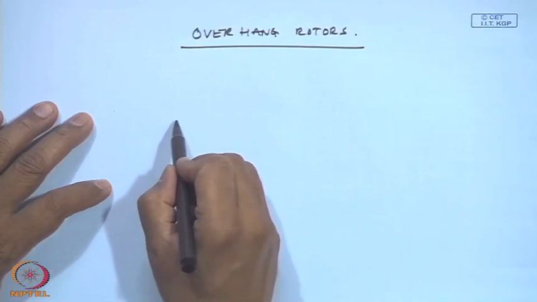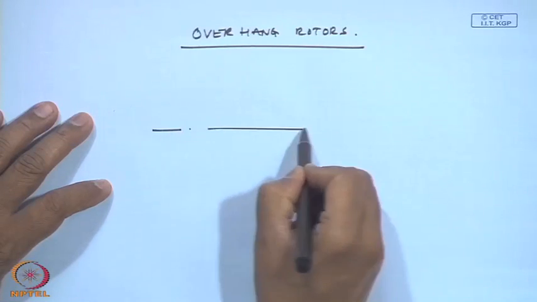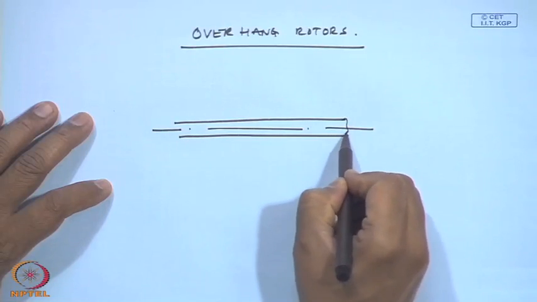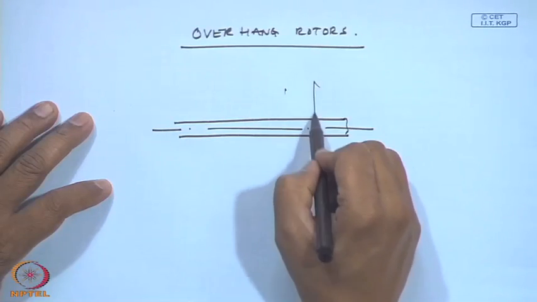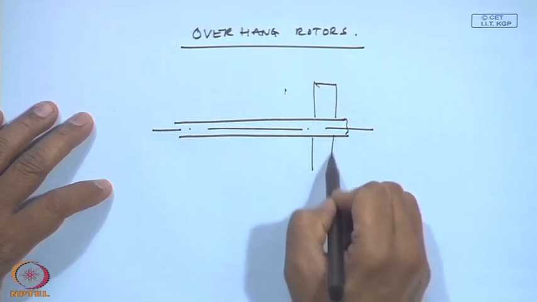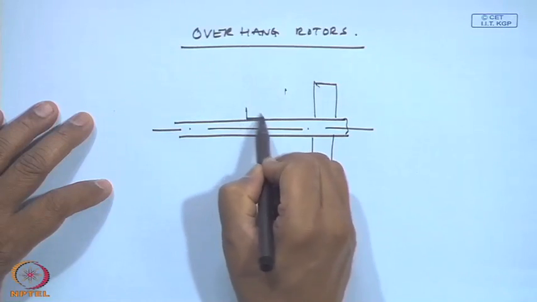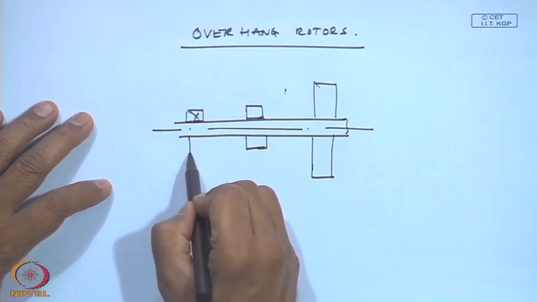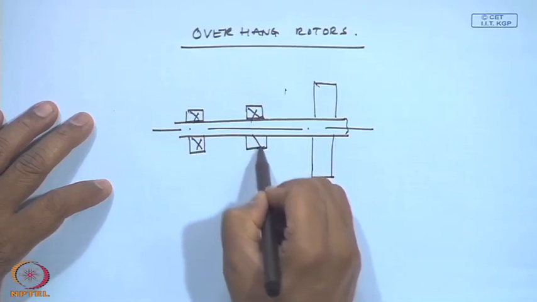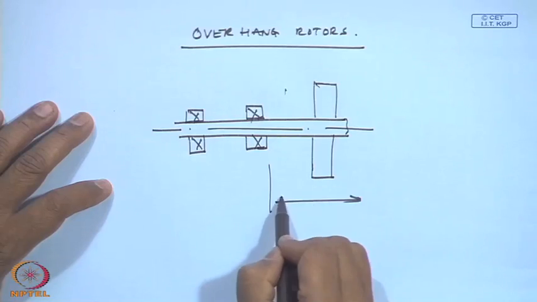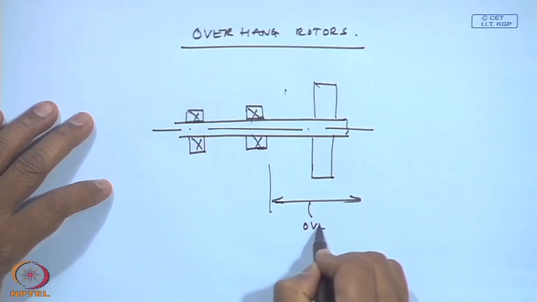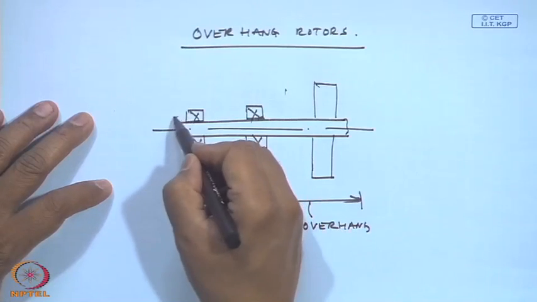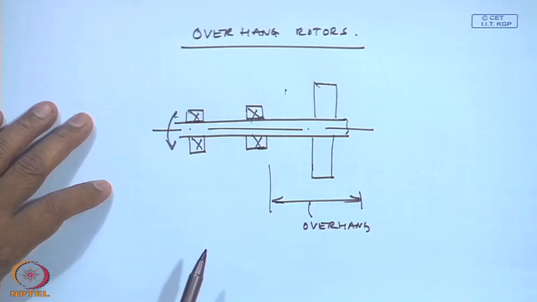In case of an overhang rotor, the configuration is like this. I have a shaft onto which I put a disc, and they are supported on two bearings, and this is the overhang part. Okay, and they are rotating.